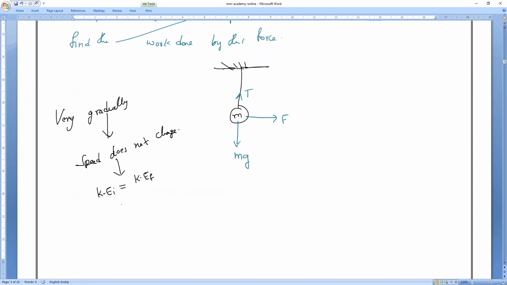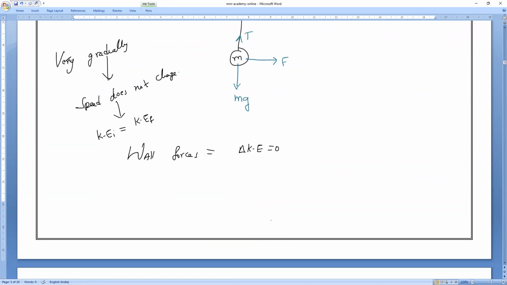Final kinetic energy equals initial kinetic energy. So the change in kinetic energy is what? Zero. So work done by all the forces equals change in kinetic energy, which is 0. What are all the forces? One is weight, another is applied force, another is tension. So work done by all the forces means work done by gravity plus work done by tension plus work done by applied force, which equals 0.